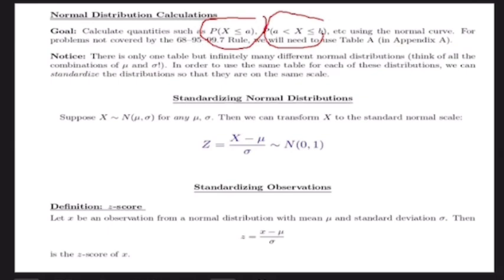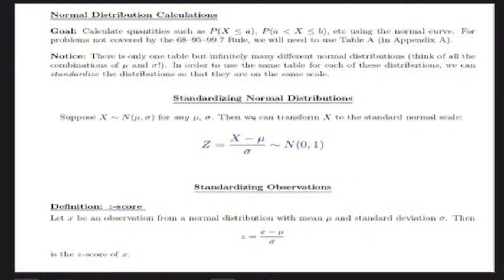Probability questions like what? What is the probability that the blood pressure will be less than a value? When I say that, it means I'm interested in what percentage of my patients will have a blood pressure less than a value. Or what percentage of my patients will have a blood pressure between this value and this value? That is what probability is talking about. Like I said, we're going to use the idea of standardization when we want to answer probability questions with normality.